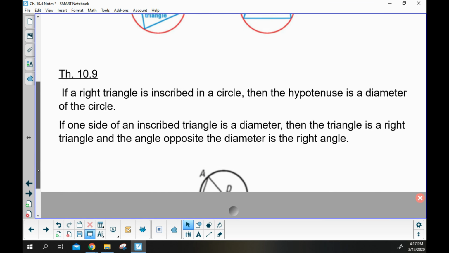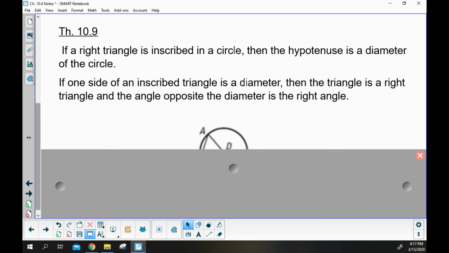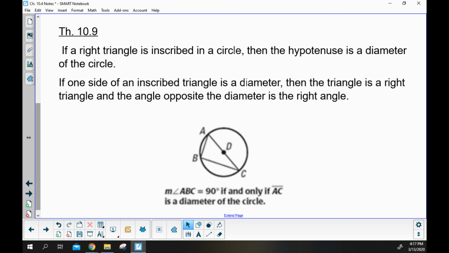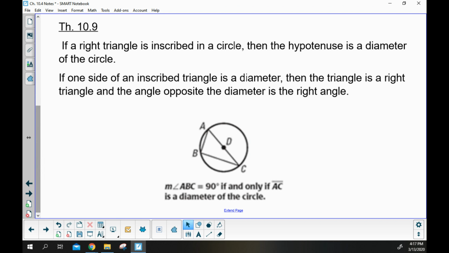So, based on that, since we now know what an inscribed circle is, we do have some theorems that play with it. Theorem 10.9 says, if a right triangle is inscribed in a circle, then the hypotenuse is the diameter of the circle. Also, if one side of the inscribed triangle is a diameter, then the triangle is a right triangle and the angle opposite the diameter is a right angle.